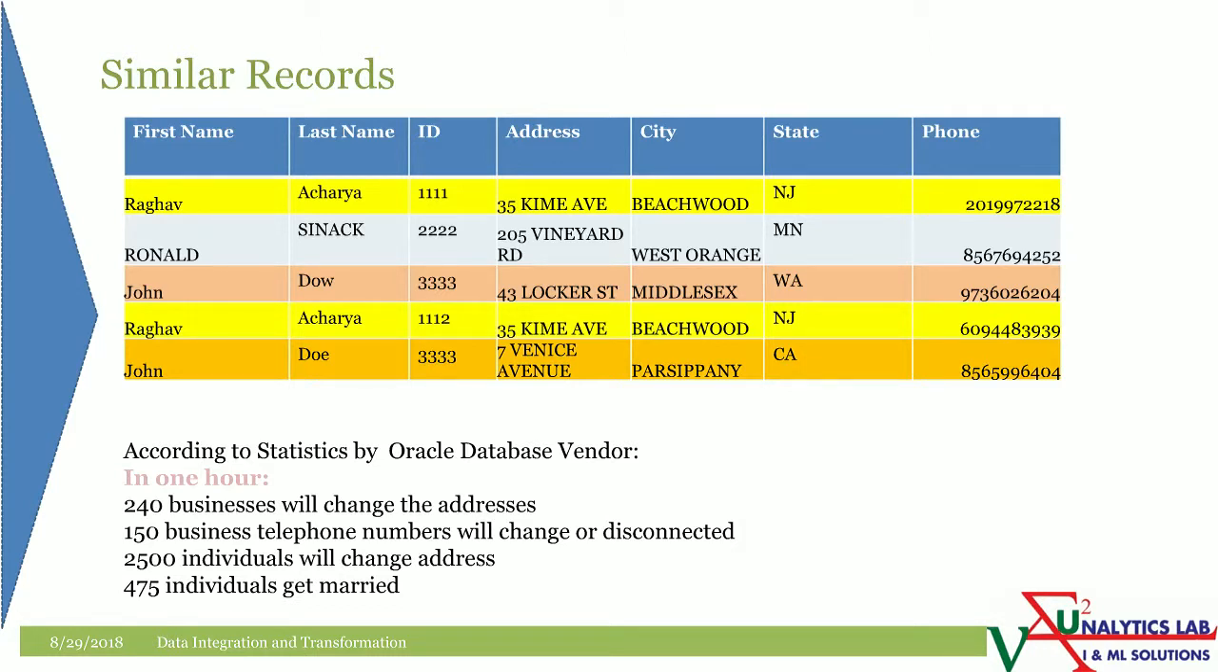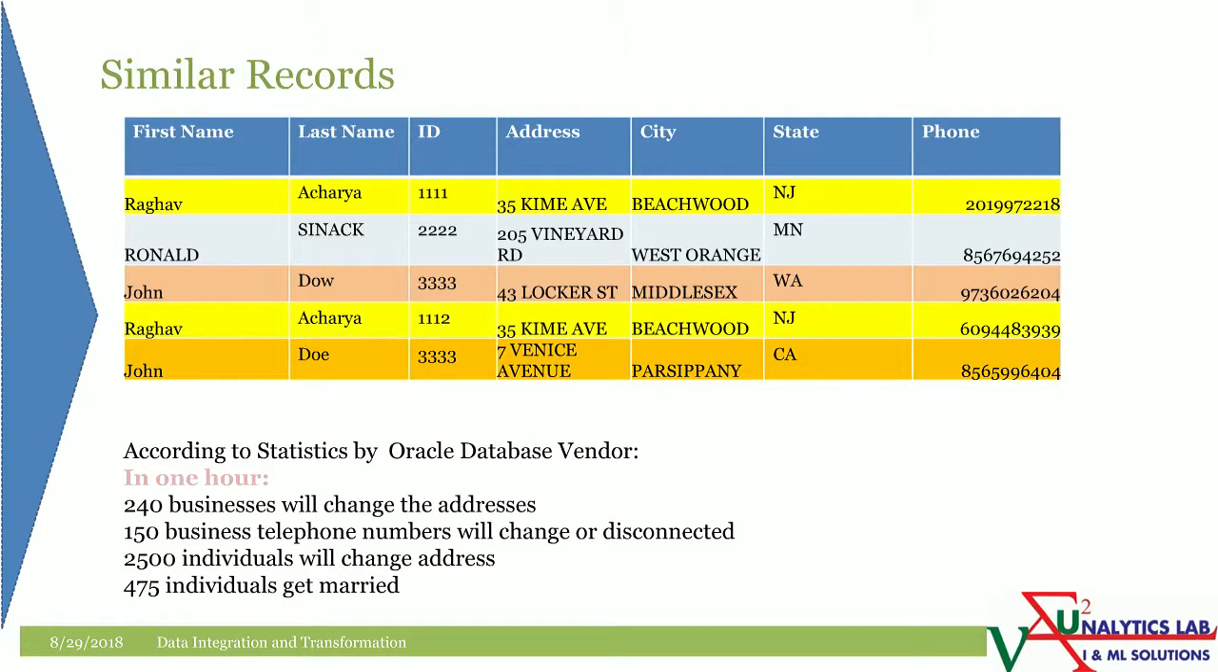Similarly, if you look at the third and fifth rows, they are exactly the same, right? The name is exactly the same, the ID is also exactly the same, the address is different, and the phone number is also different. Now, can we say these two records are the same? Maybe it is a typographical error, or maybe somebody just entered it wrongly.